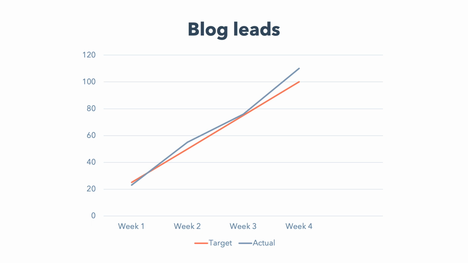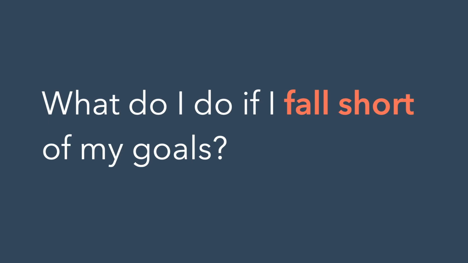As you can see in this example, the team is above target. They generated 10 leads more than their goal. This proves that their team's efforts are effective. They should continue on this similar path and keep executing their current blogging strategy. At this point, you might be asking yourself, what do I do if I fall short of my goals? While this might seem like a bad thing, missing a goal can sometimes teach you more about your business than achieving goals do. Here are some ways to communicate your goal attainment.